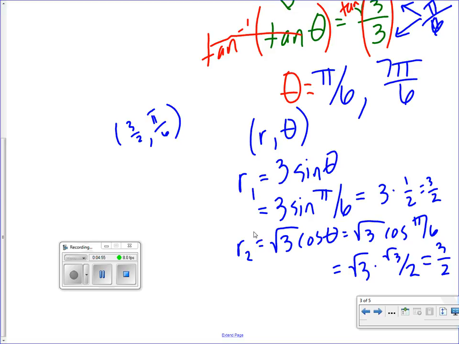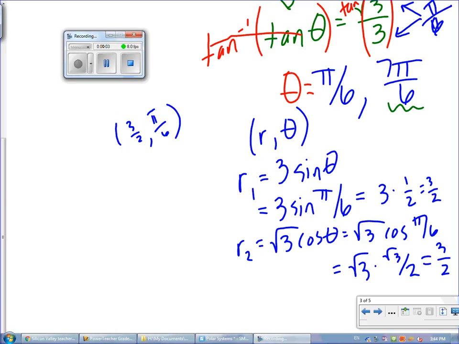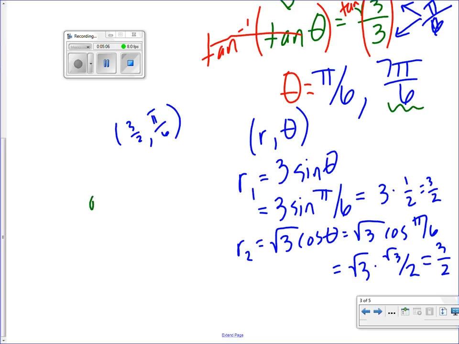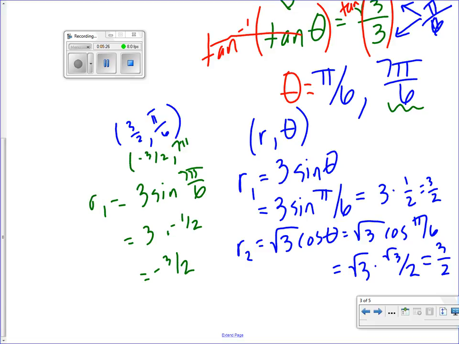All right, let's try the other theta value that we solved for, which was 7 pi over 6. Just so we don't get confused, I'm going to do that one in a different color. So think about my unit circle, 7 pi over 6. The sine of 7 pi over 6 is negative 1/2. So my other solution is negative 3/2, 7 pi over 6.